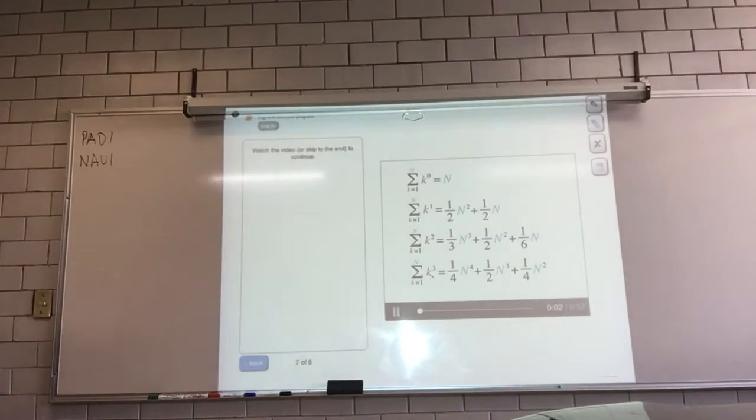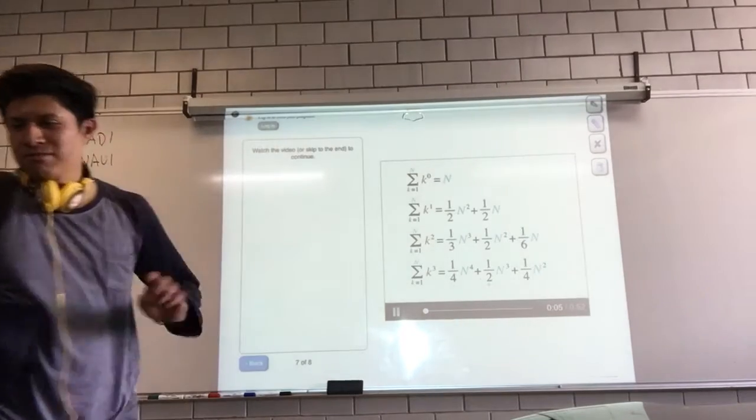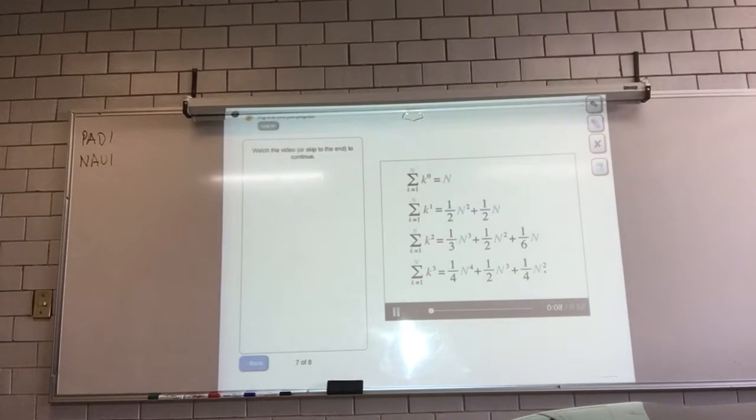The sum of the first n cubes equals 1 fourth n to the fourth plus 1 half n cubed plus 1 fourth n squared. Let's highlight the pattern you found. If you're summing up a certain power, then the highest power or degree of the sum is 1 more than that power. When adding up cubes, the degree of the result is 4. When adding up the first n squares, the degree of the sum is 3. And not only that, the leading coefficient, meaning the coefficient of the highest power, is 1 over that same power. Our formulas have 1 third n cubed, 1 half n squared, and so on.